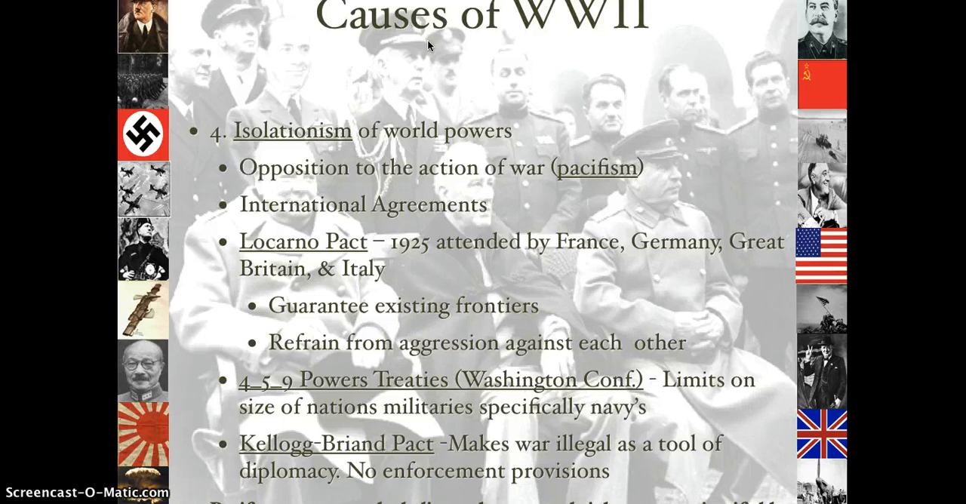Additionally, we signed a bunch of pacts or agreements or treaties, so we can see kind of the long list, but essentially the Locarno Pact says we're not going to fight each other. These European powers, the 4, 5, and 9 power treaties essentially limit nations' military. Specifically, the Navy was of concern, also called the Washington Conference, and probably the most famous is the Kellogg-Briand Pact, and this makes war illegal. But the catch is there's no enforcement. How do you stop somebody from going to war if you're not willing to go to war? And pacifism is this idea of just opposing war in general, as it's unjustifiable.